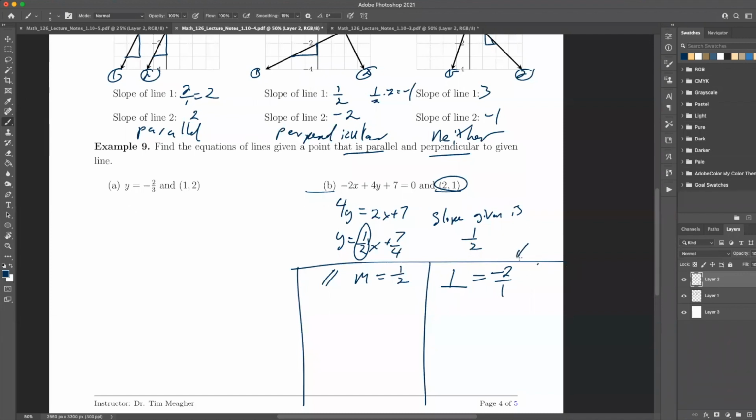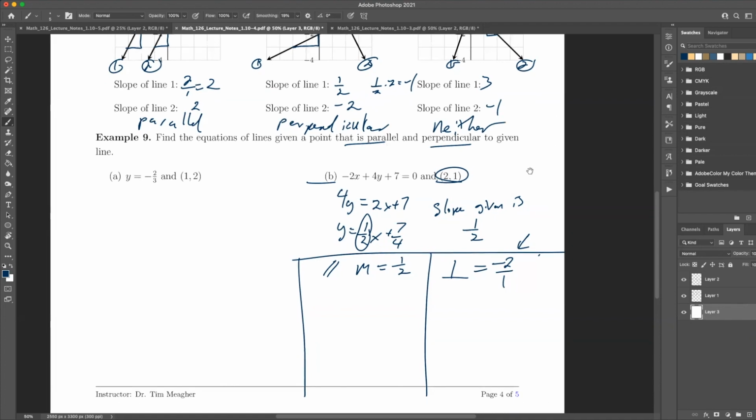Does everyone know what I mean when I say opposite reciprocal? Is anyone confused on that whatsoever? You can send me a direct message in chat if you are. Yes, I'm confused. Okay, so opposite reciprocal.